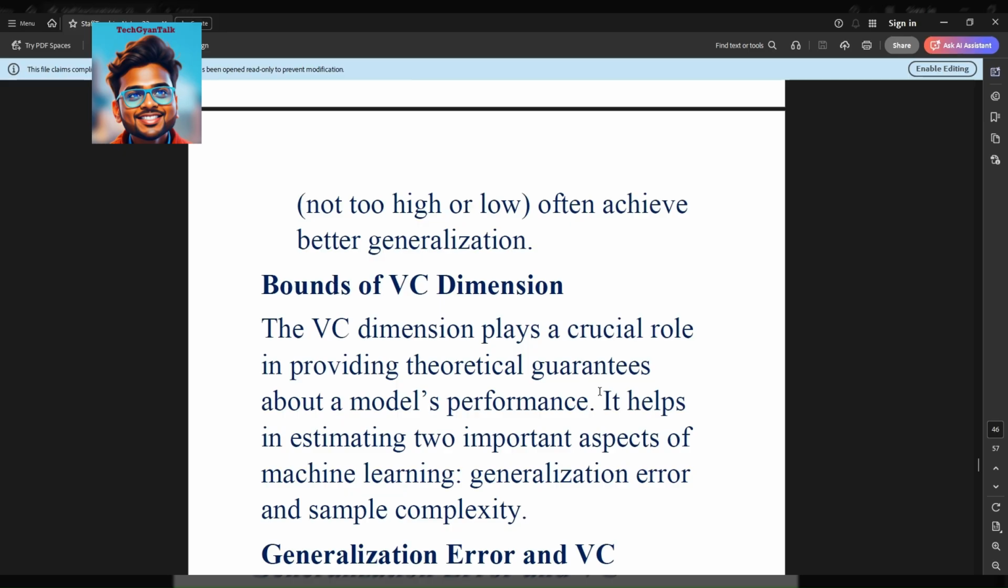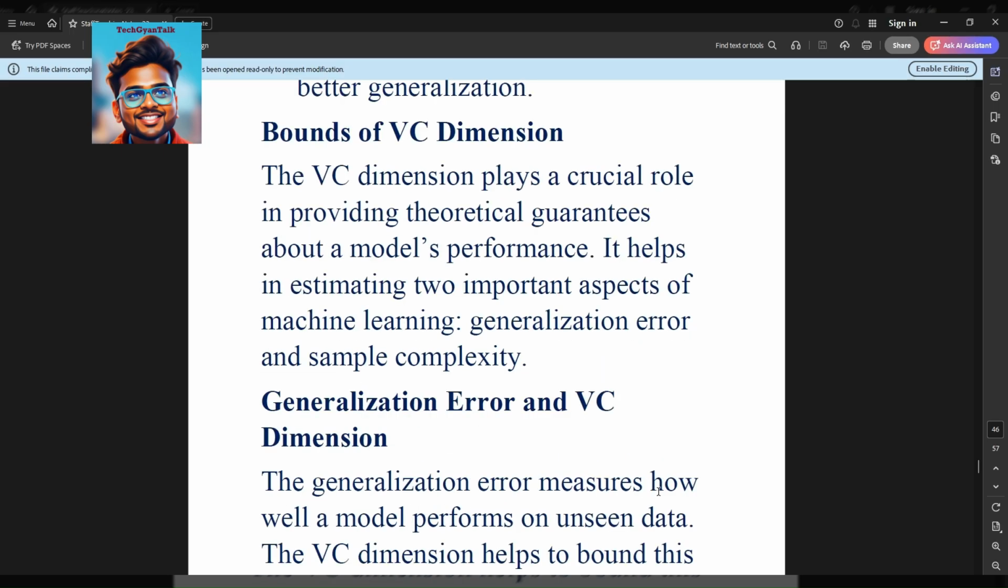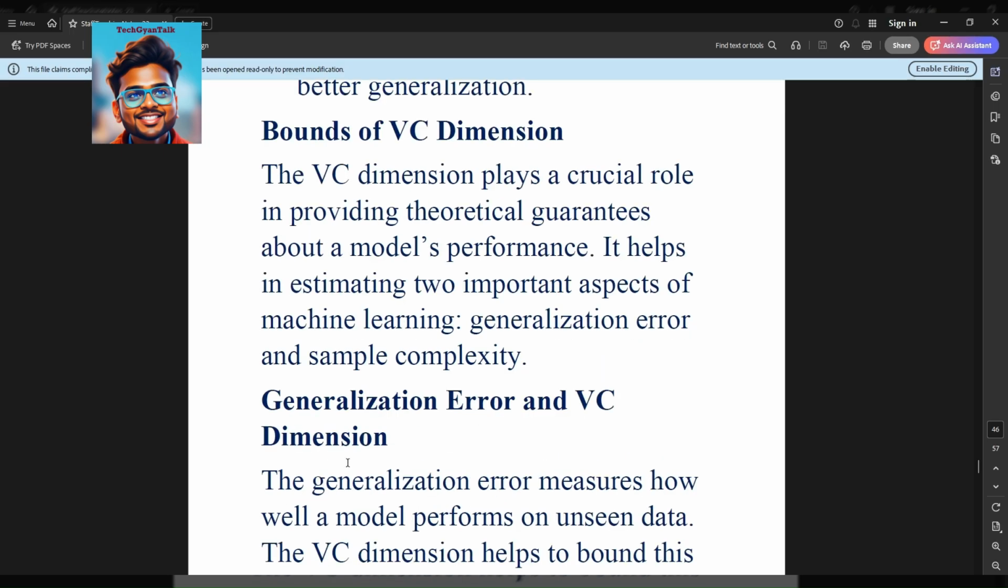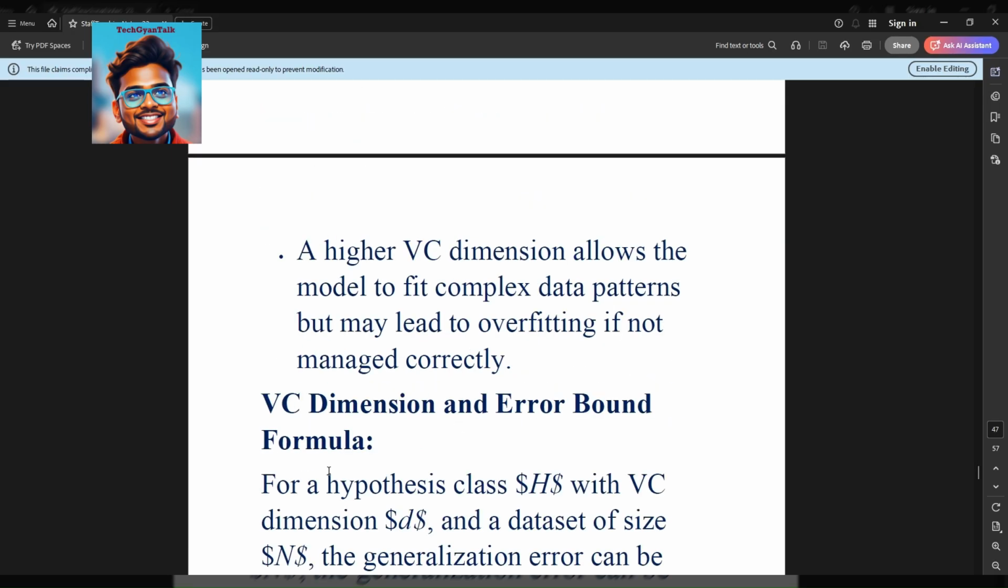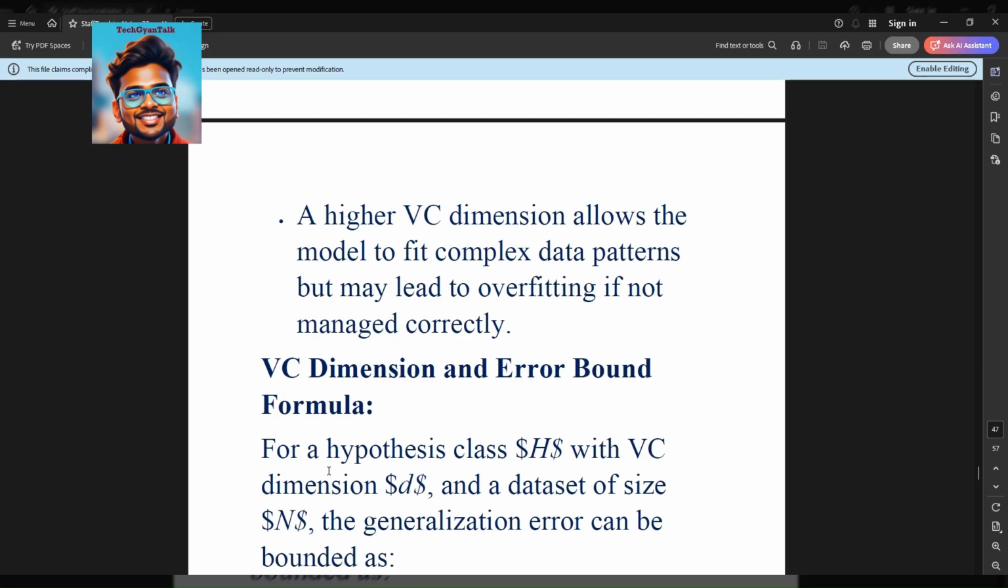Bounds of VC dimension. The VC dimension plays a crucial role in providing theoretical guarantees about a model's performance. It helps in estimating two important aspects of machine learning: generalization error and sample complexity. Generalization error and the VC dimension: the generalization error measures how well a model performs on unseen data. The VC dimension helps to bound this error using the following principle. A lower VC dimension indicates a simpler model, reducing the risk of overfitting but increasing the risk of underfitting. A higher VC dimension allows the model to fit complex data patterns but may lead to overfitting if not managed correctly.